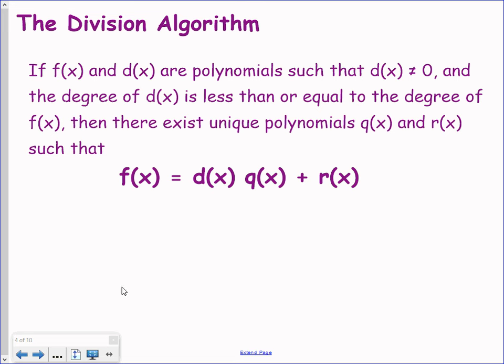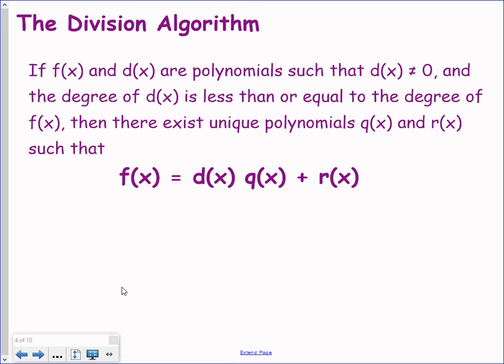The division algorithm says, if f of x and d of x are polynomials such that d of x is not equal to 0, and the degree of d of x is less than or equal to the degree of f of x, then there exist unique polynomials q of x and r of x such that f of x equals d of x times q of x plus r of x. Okay.